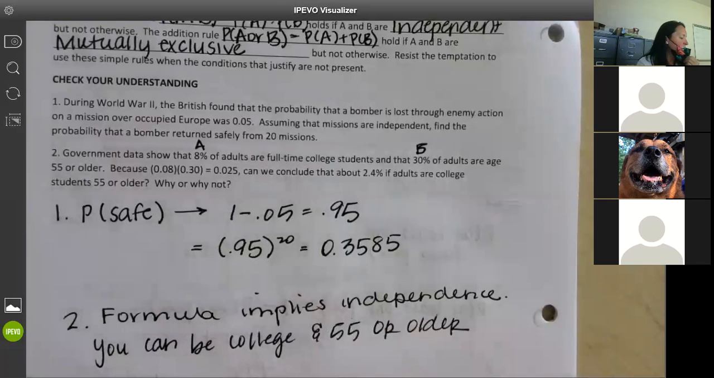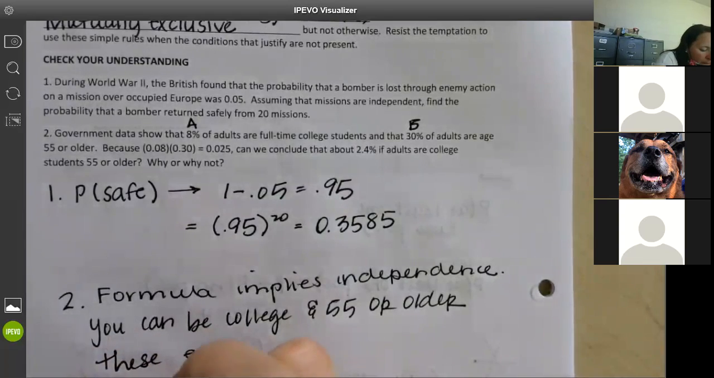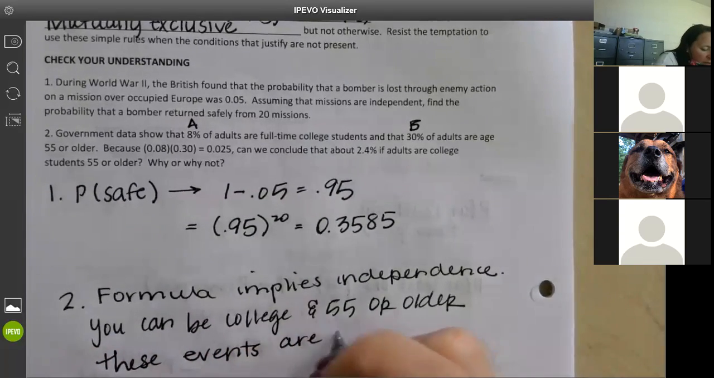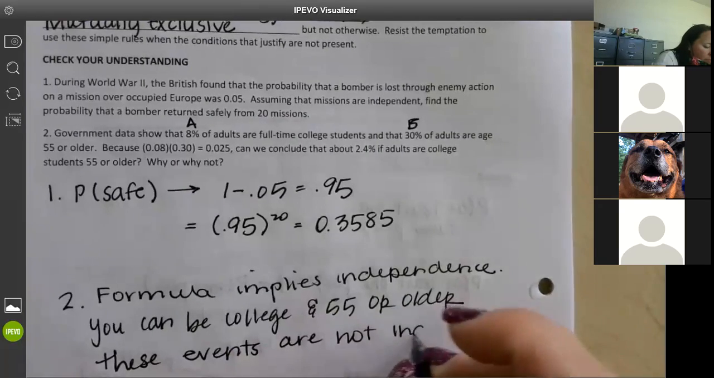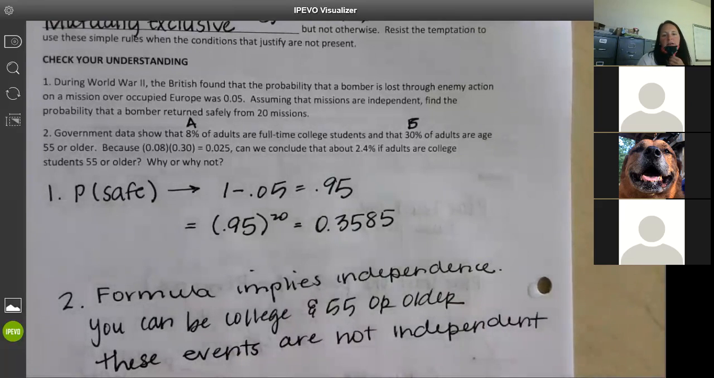So it says being a college student and 55 or older are not independent. All you need to do is say that the formula implies independence. You can be in college and 55 or older. These events are not independent. And that's it. So just make sure that you put that they're not independent. So again, that middle statement right there, you can be in college and 55 or older, is more of a mutually exclusive sentence. We don't care if they're mutually exclusive. We care if they're independent or not.